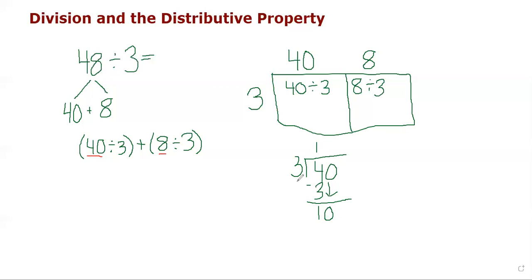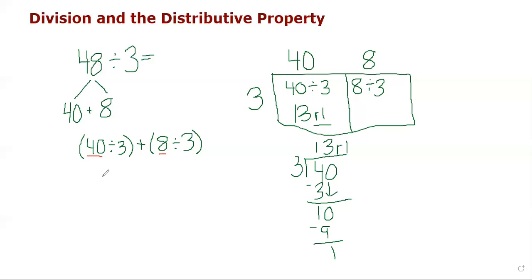Now I'm going to see how many times 3 goes into 10. Three goes into 10 3 times, but 3 times 3 doesn't equal 10. It equals 9. So I'm going to subtract 9. Ten minus 9 is 1. Well, 3 can't go into 1. So that means I'm going to have a remainder of 1. This might balance out in the end, so let's see. So my answer for 40 divided by 3 is actually 13 with a remainder of 1.